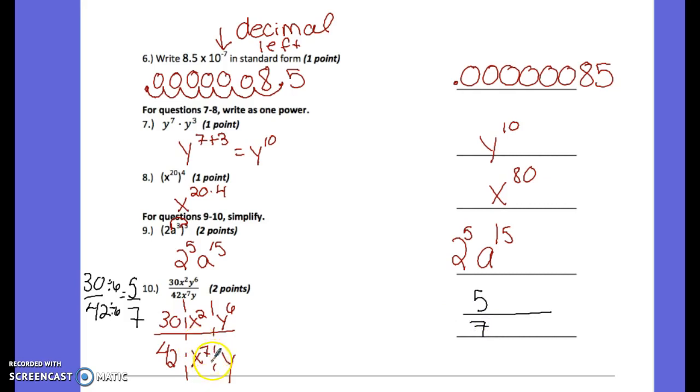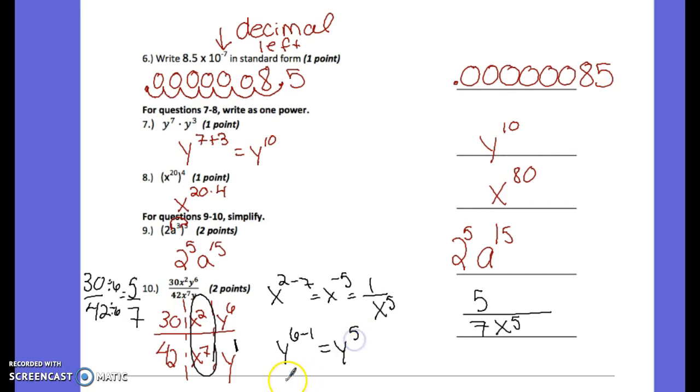Then let's look at our x's. X squared divided by x to the 7th. Well, we know we need to subtract them. So if you did 2 minus 7, you'd have x to the 2 minus 7, which equals x to the negative 5th, which is really 1 over x to the 5th. So you know that your x to the 5th has to go in the denominator because that's where it is. Then you do 6 minus, this is a 1. So you have y to the 6 minus 1, which is y to the 5th, which is already positive, so it stays y to the 5th in the numerator.